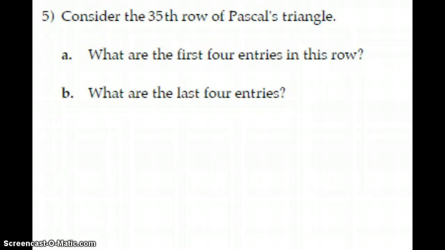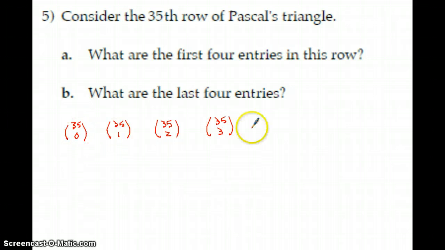Alright, 35th row of Pascal's Triangle. Oy, seems like a lot of work. The 35th row is going to look like this: 35 choose 0, and then 35 choose 1, and then 35 choose 2. I think you see where this is going. And then this is how the 35th row looks. And so the first 4 entries are those. And I could use a calculator to figure this out. Well, this one's not difficult.